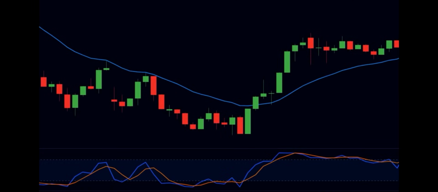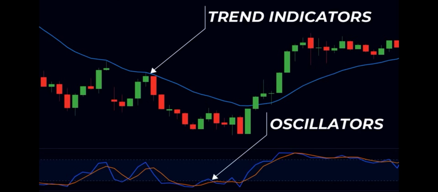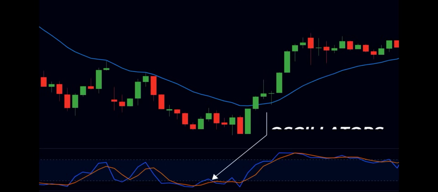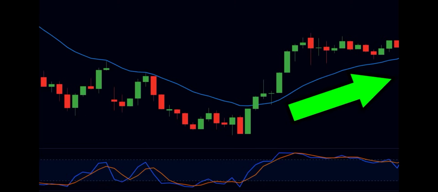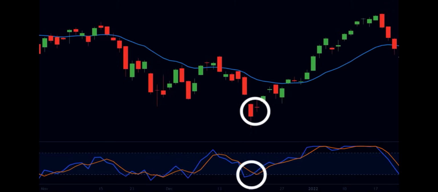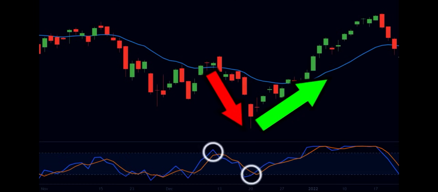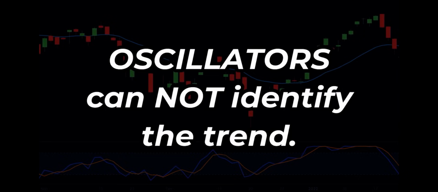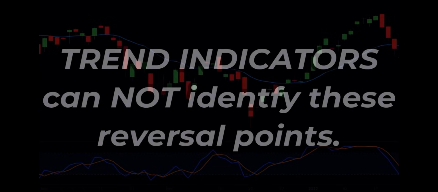Talk about indicators, they can basically be divided into trend indicators and oscillators. Both of these types have their own usage and advantages. Trend indicators are used to identify the trend on a particular time frame. And the oscillators are used to identify overbought and oversold areas on the price chart. These overbought and oversold levels are potential reversal points. Oscillators cannot identify the trend, and trend indicators cannot identify these reversal points.